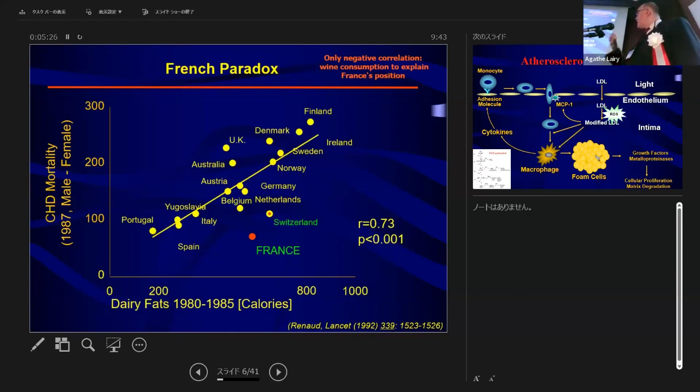And so this is in comparison with the calories brought by dairy fats. And you can see, in fact, that France is in red. It has a special position in comparison with the other countries. That's the reason it is called the French paradox, because the only explanation that Serge Renaud found inside the register of worldwide cardiovascular disease was a negative correlation with wine consumption, to explain this red point here in this figure.